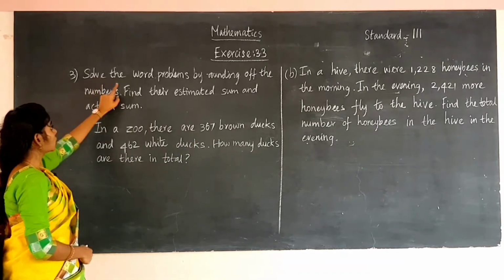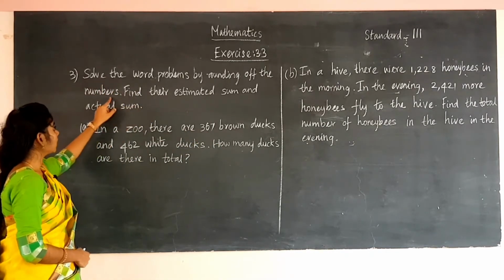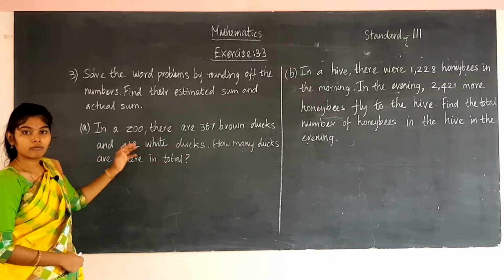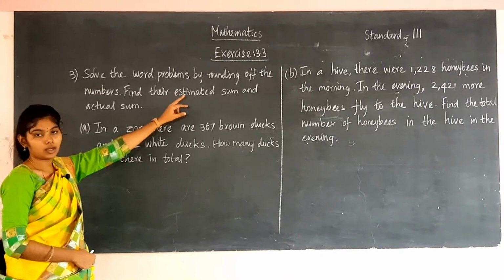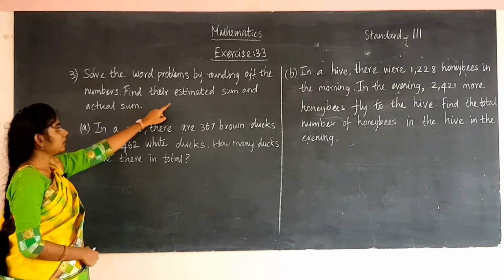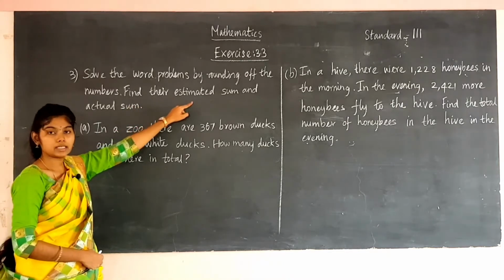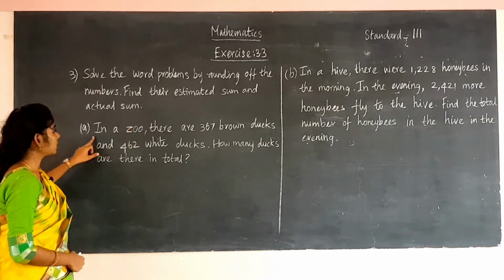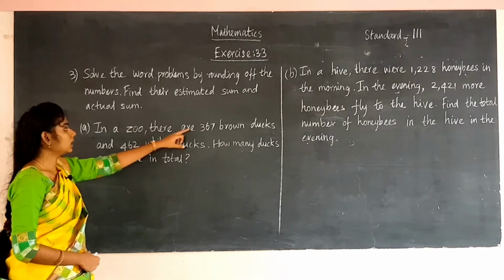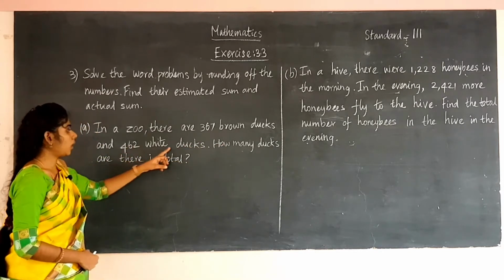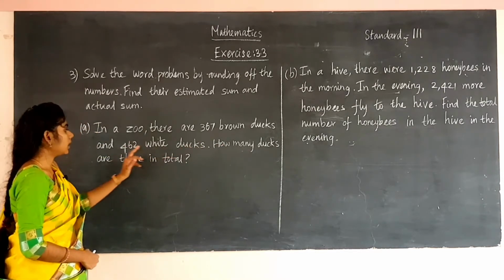The first one is: solve the word problems by rounding off the numbers, find the estimated sum and the actual sum. So what is in the question? They asked us to round off the numbers to the nearest tens. Then we have to find the estimated sum as well as the actual sum. So what is in the first question? See, in a zoo there are 367 brown ducks and 462 white ducks. How many ducks are there in total?